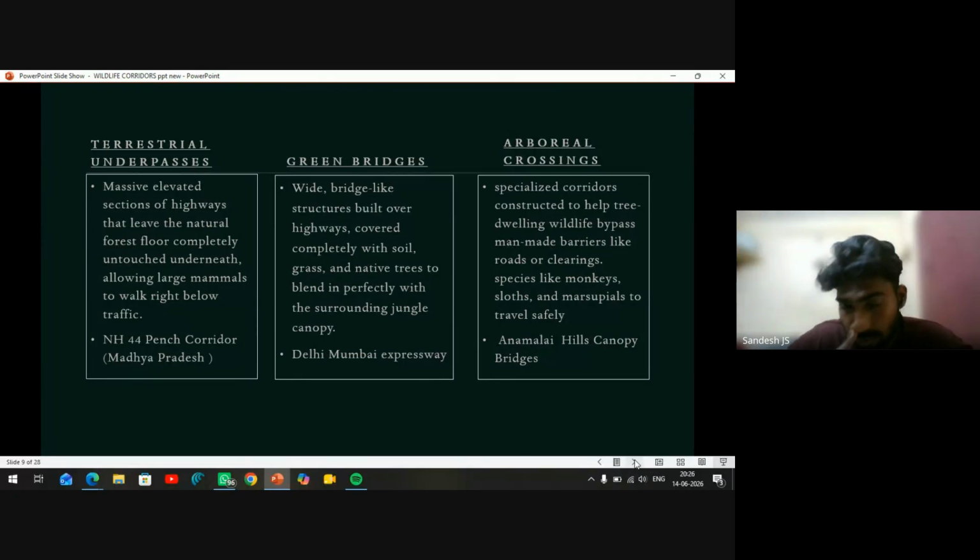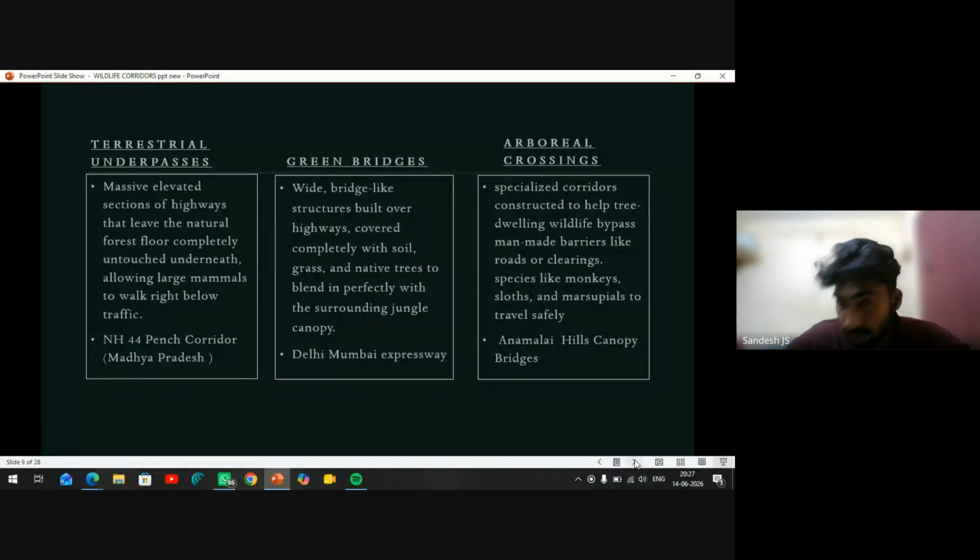The Delhi-Mumbai Expressway is an example of green bridges, situated in the buffer zone of the Ranthambore Tiger Reserve. It's a 12-kilometer stretch with five overpasses and a 1.2-kilometer stretch of underpasses. It is the first such corridor in our country, and it has become more popular in the last month.